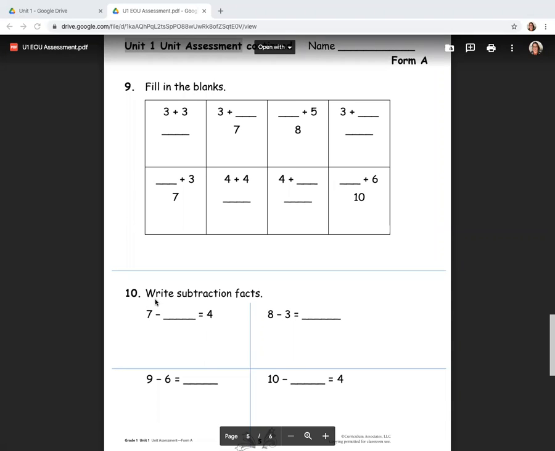Problem number 10. Write subtraction facts. 7 take away blank equals 4. Label your part whole and solve the problem. Make sure you draw a picture. Eight minus 3 equals blank. Label your part whole. Draw your picture.